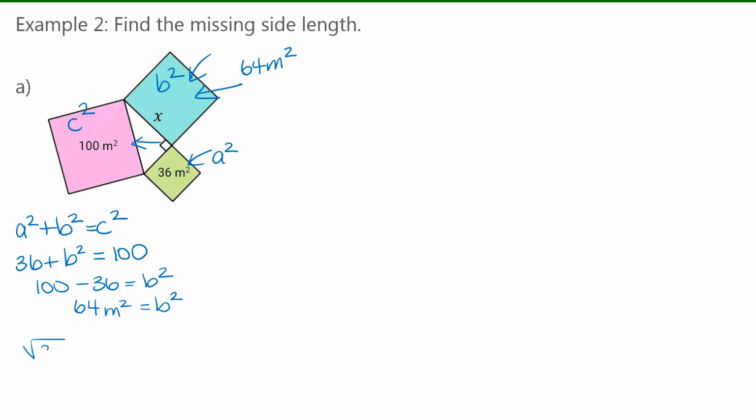So remember, to find the side length of a square, if we know the area, we take the square root of the area. So that means we take the square root of 64. If you remember, 8 times 8 gives me 64. So the square root of 64 is 8. And in this case, we're talking about meters, so it's 8 meters.